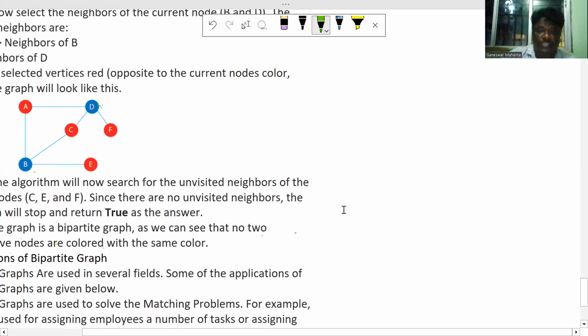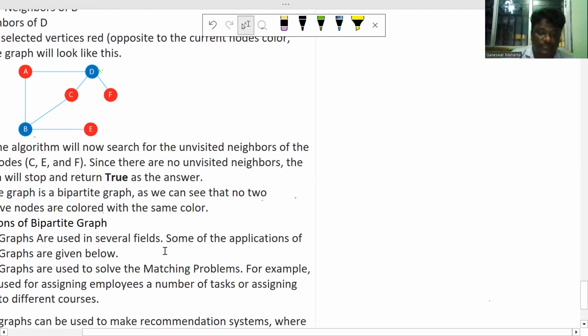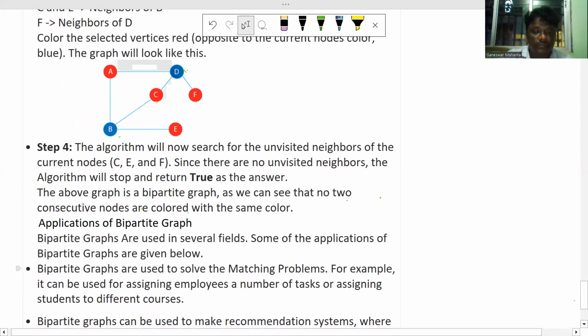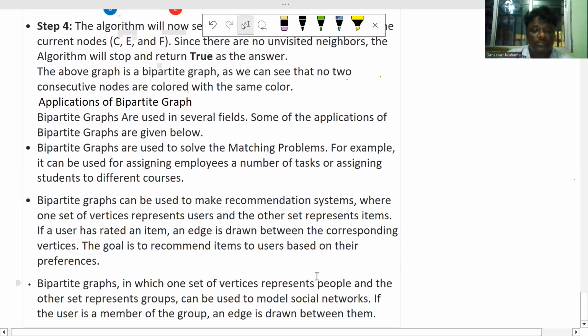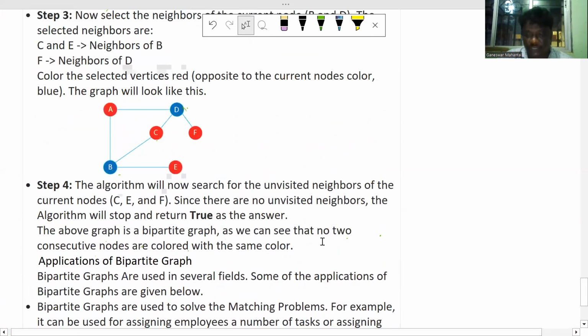Okay, there are various applications for bipartite graphs. Okay, thank you very much.